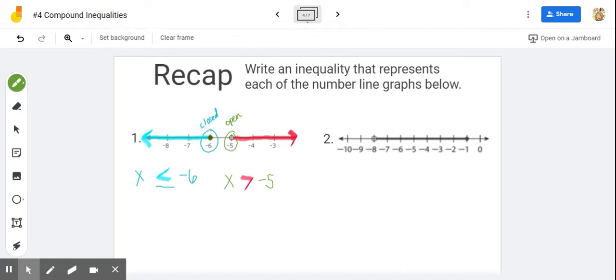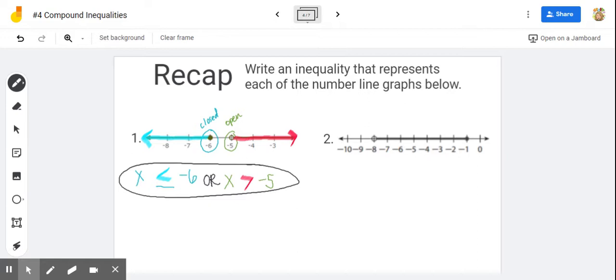Now, since both of these are facing complete opposite directions, one's going to the left and one shading to the right, we are going to put an or in between because they are literally facing opposite sides. They're opposing each other, like how magnets oppose each other.